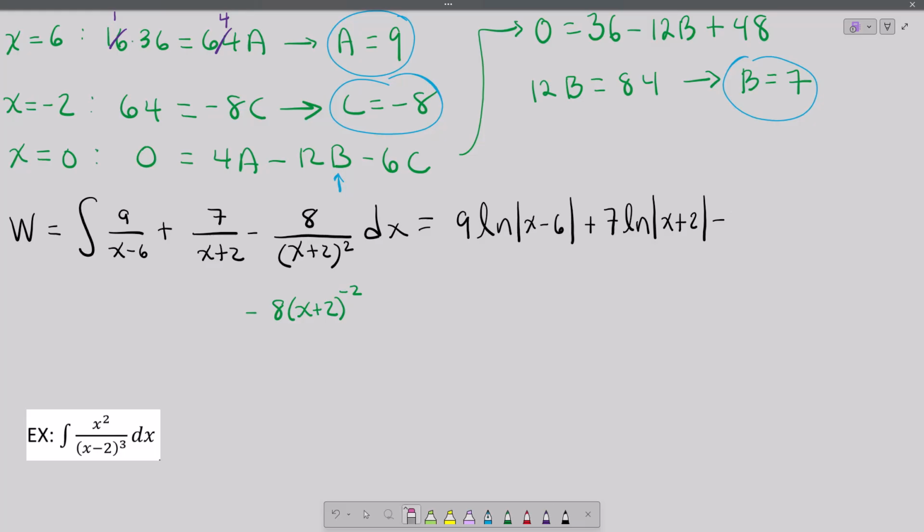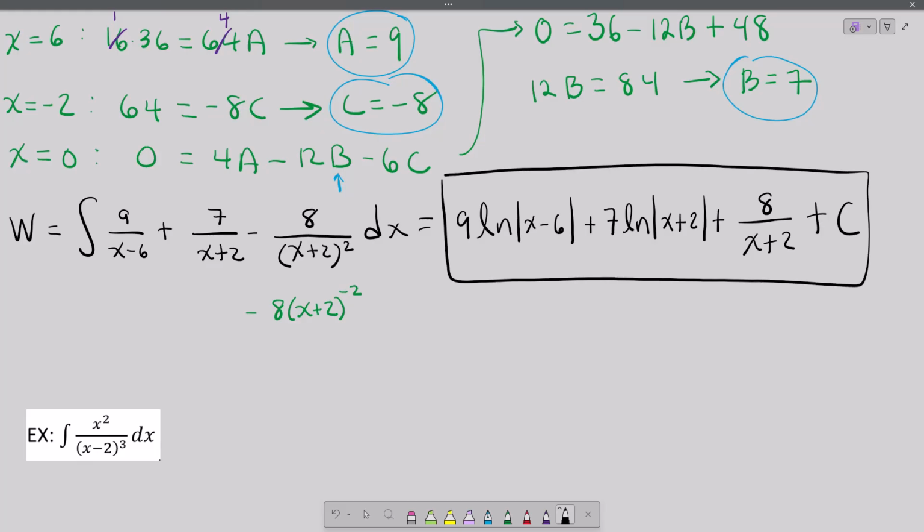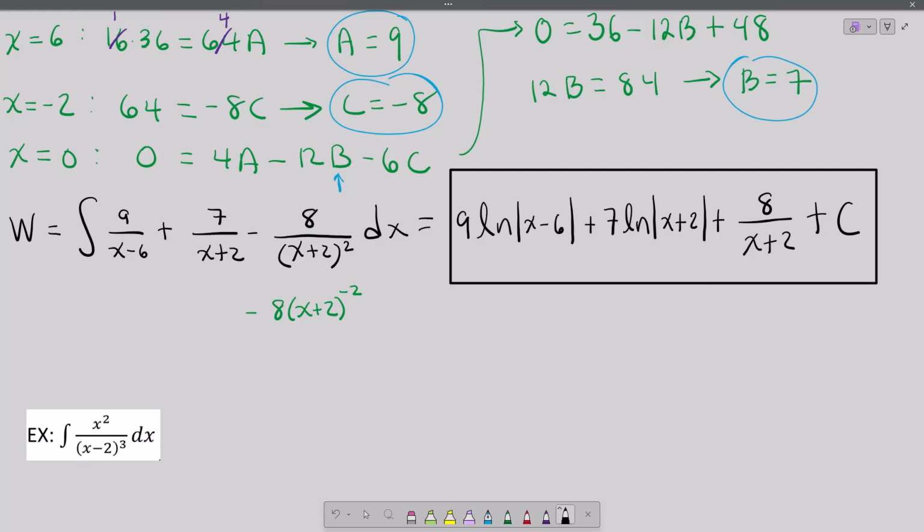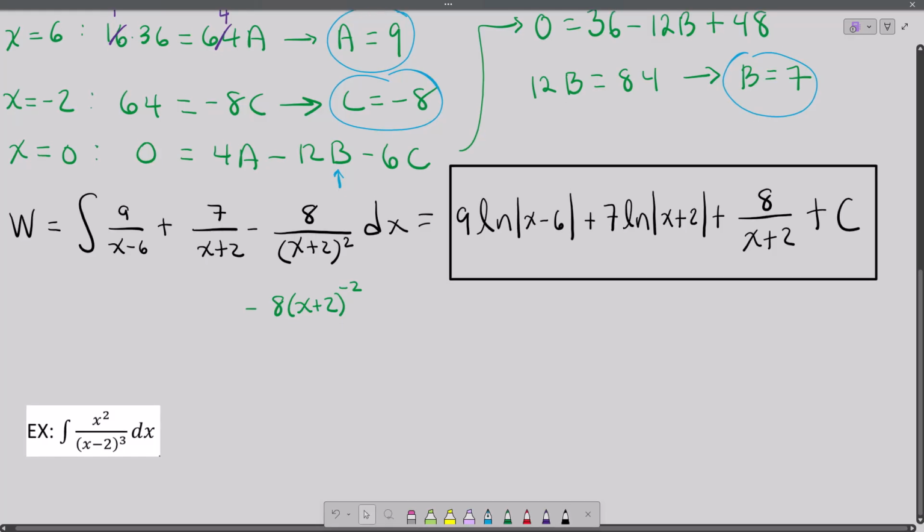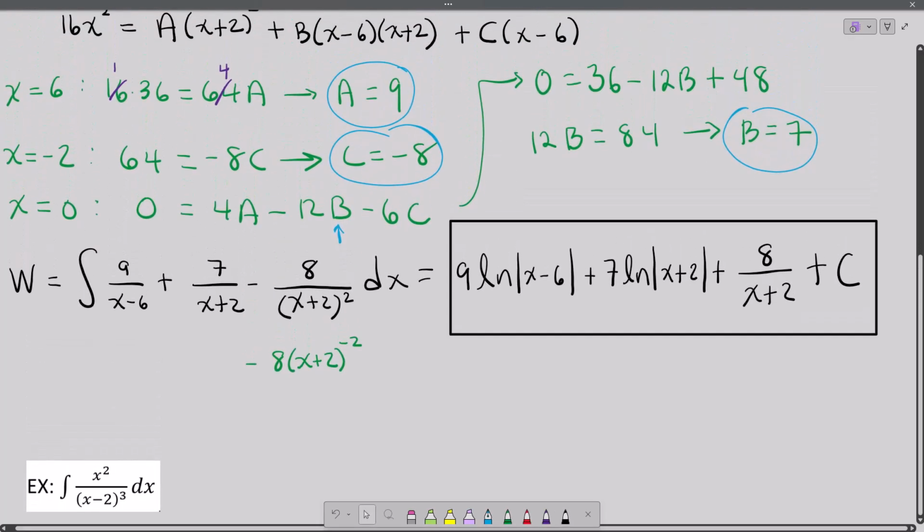So that is going to be 8 over x plus 2 divided by negative 1, or multiplied by negative 1, plus c. So we add 1 to the exponent and get negative 1. When we divide by negative 1, it makes it positive. And x plus 2 to the negative 1 is 1 over x plus 2. So there is our crazy answer. Any part of that that you want to ask about?